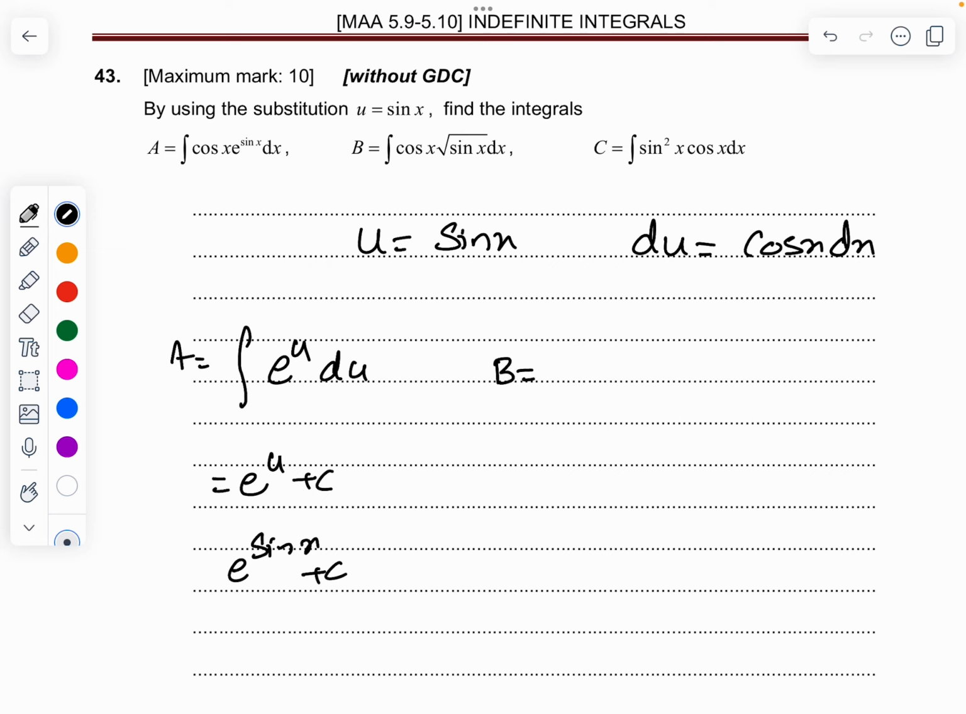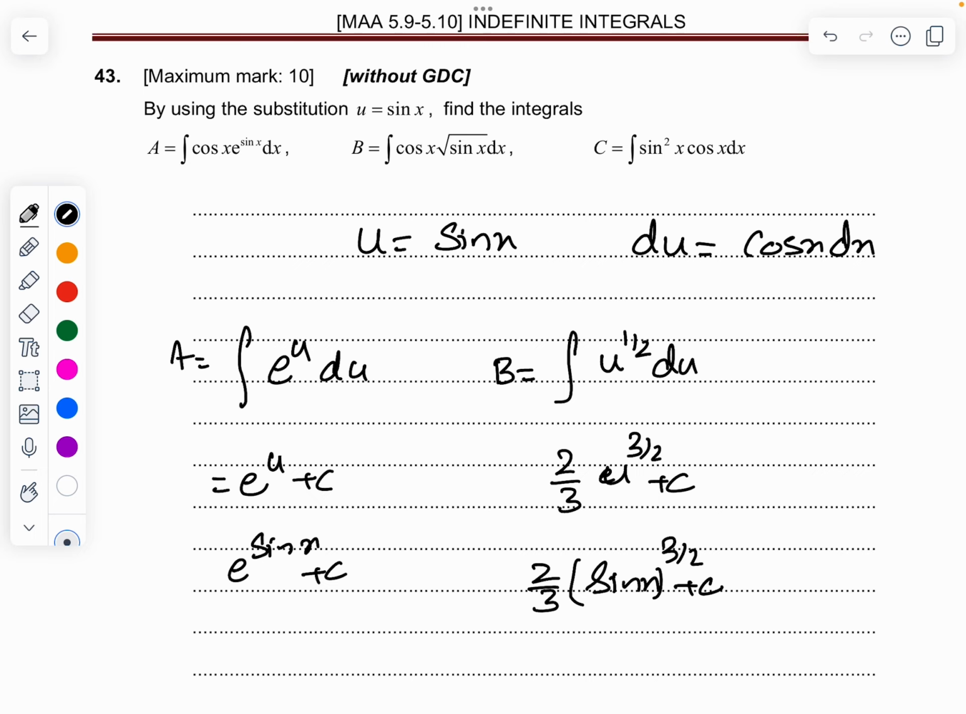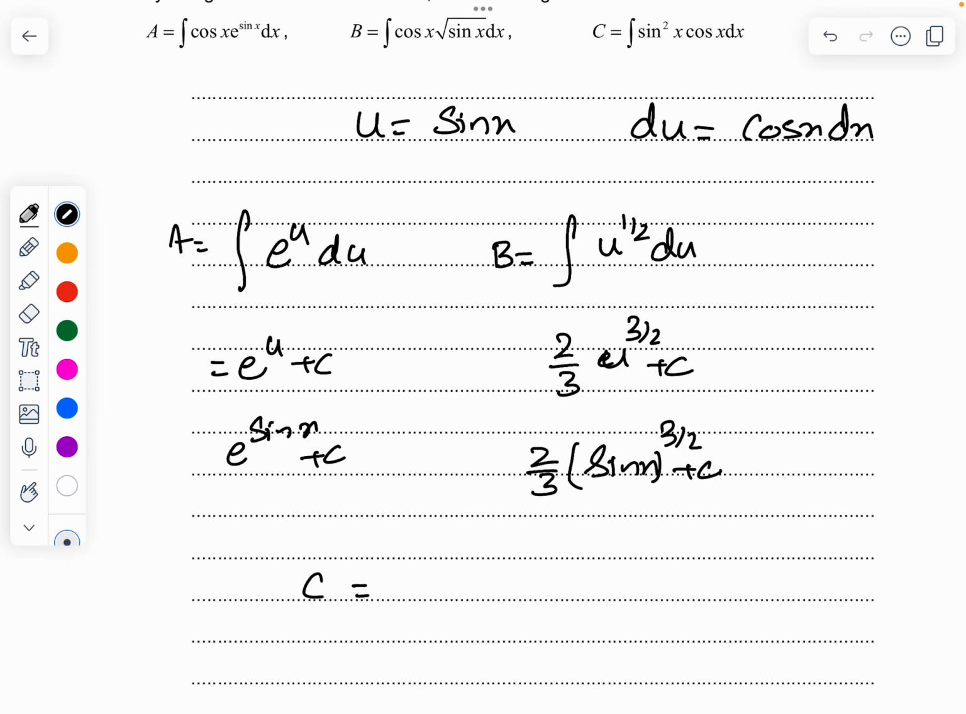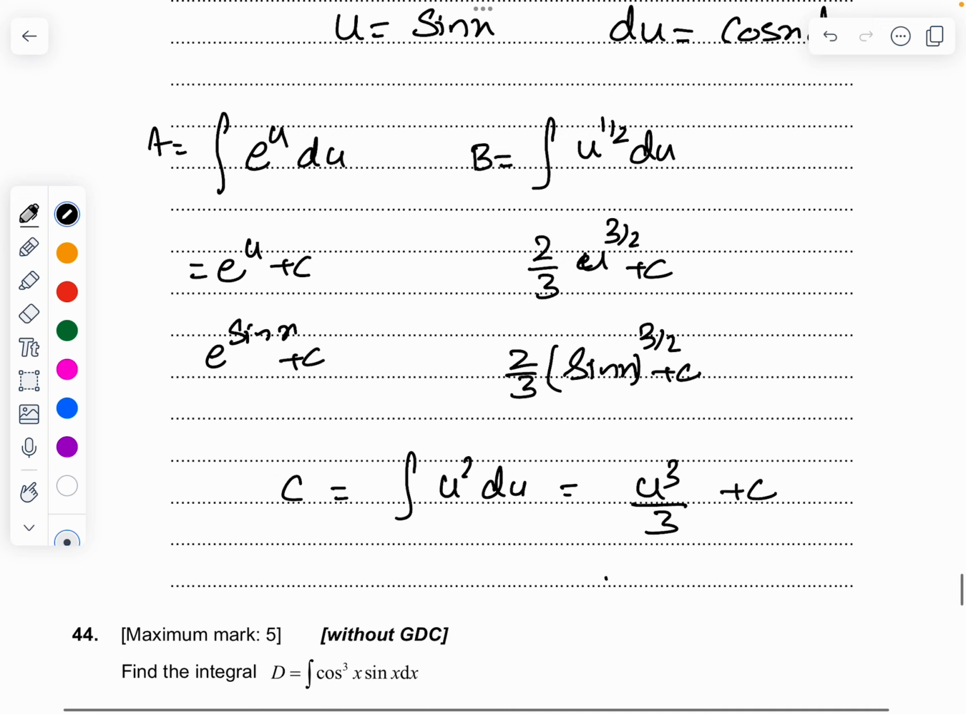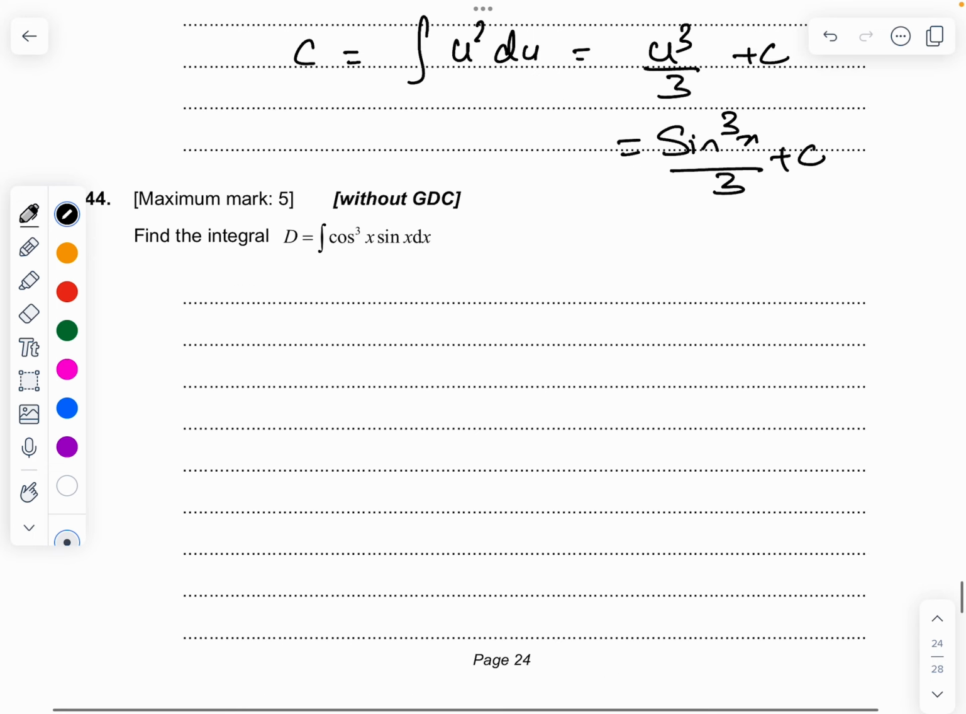B will become u power 1 upon 2 du. So it will become 2 upon 3 u power 3 upon 2 plus c. So 2 upon 3 (sin x) whole to the power of 3 upon 2 plus c. And c will become the integral of u square du, which will become u cube by 3 plus c. So which will become sin cube x upon 3 plus c.